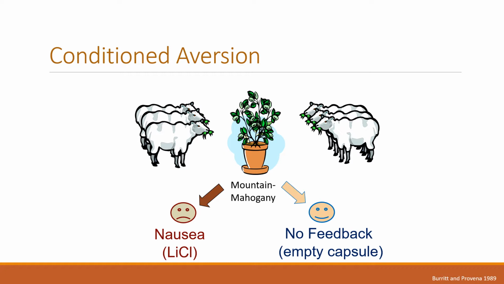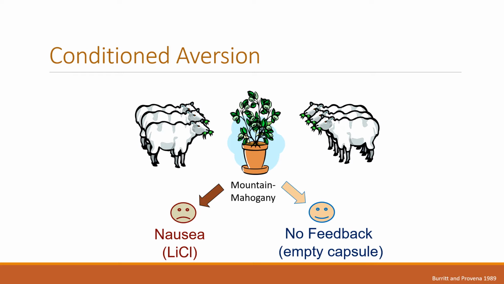Lithium chloride is a kind of salt, and one thing we know about lithium chloride is that it makes animals nauseous. We know this because lithium chloride used to be used to treat depression, and animals and people that took it would get nauseous. I don't believe they use it anymore, but one of the side effects of lithium chloride is nausea. So one group would get lithium chloride, which made them sick. The other group would just get an empty capsule when they ate mountain mahogany.